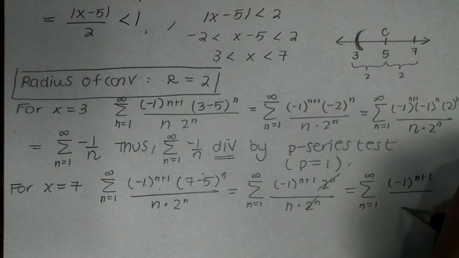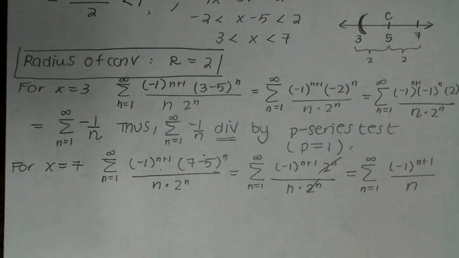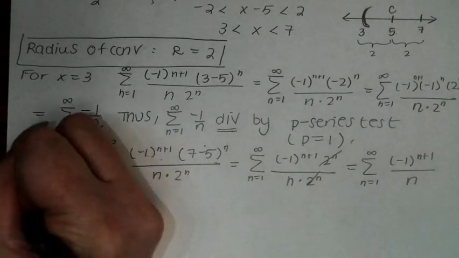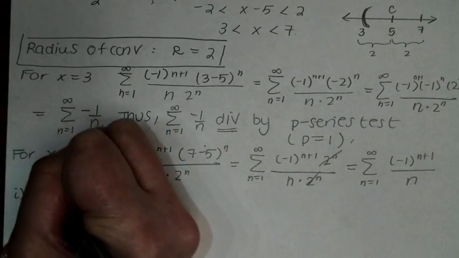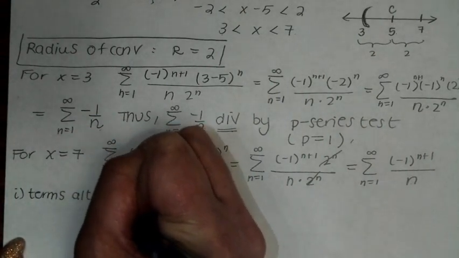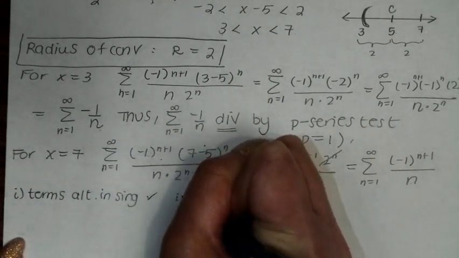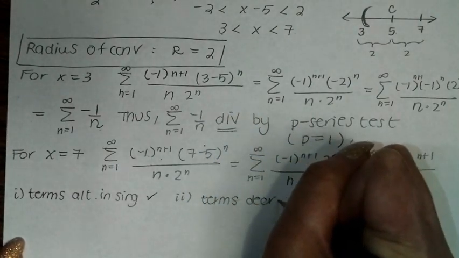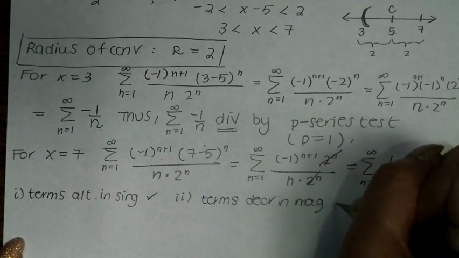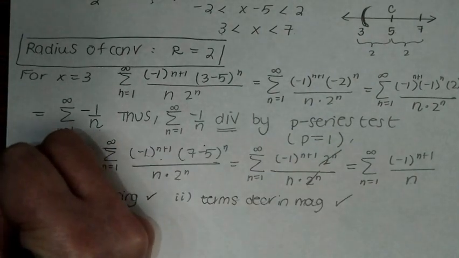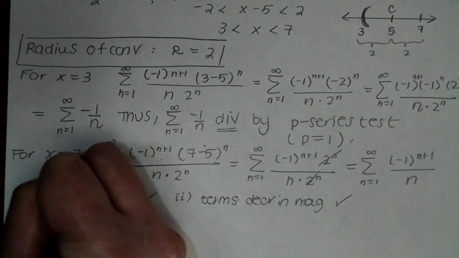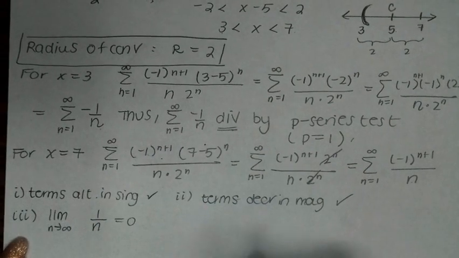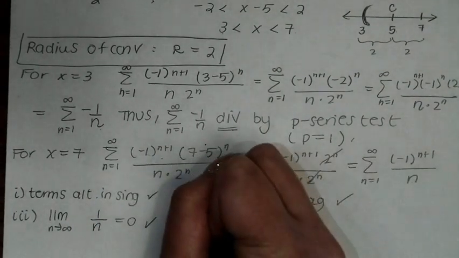Look at this. This one is an alternating series, right? So it's beautiful. Let's do all our conditions. The terms alternate in sign. Check. The second condition met is that terms decrease in magnitude. You can see that it's decreasing in magnitude beautifully. And your third condition, the limit when n approaches infinity of 1 over n is absolutely 0. Therefore, what can we conclude here?